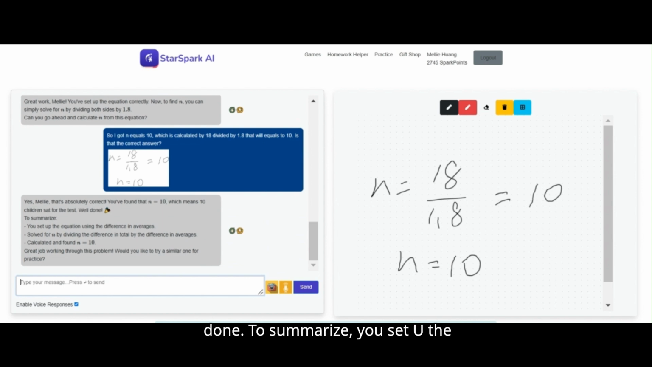Well done. To summarize, you set up the equation using the difference in averages. Solved for n by dividing the difference in total by the difference in averages. Calculated and found n equals 10. Great job working through this problem. Would you like to try a similar one for practice?